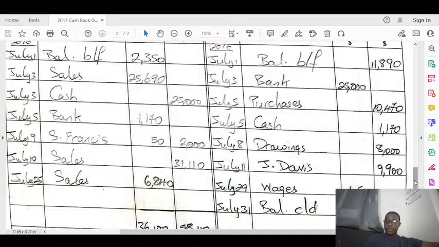No, yes, you don't need to record credit card purchase in the cash book. You know what I mean? That will be recorded in the purchases journal.